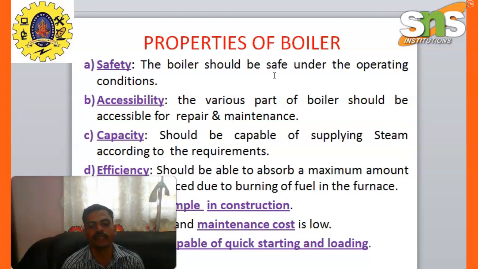It should be simple in construction. Its initial cost and maintenance cost should be low. It should be capable of quick starting and loading.